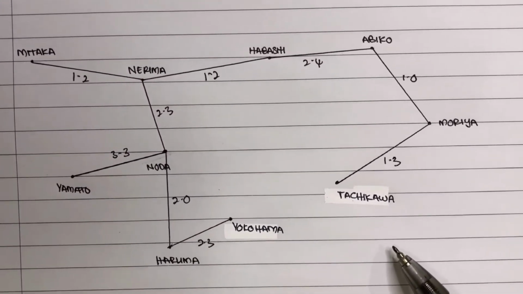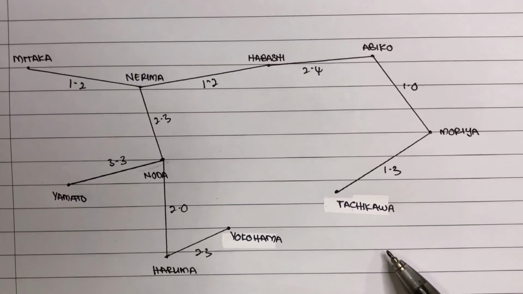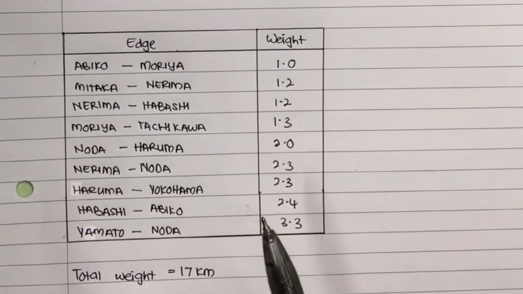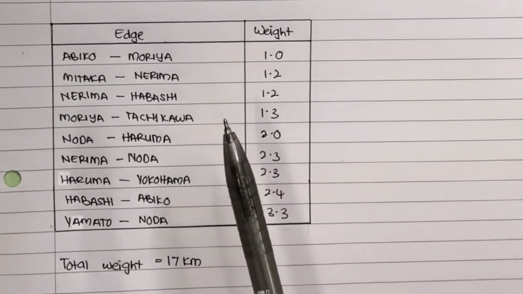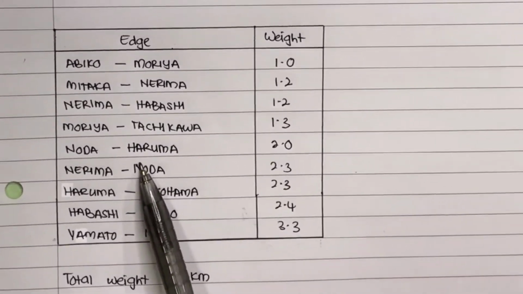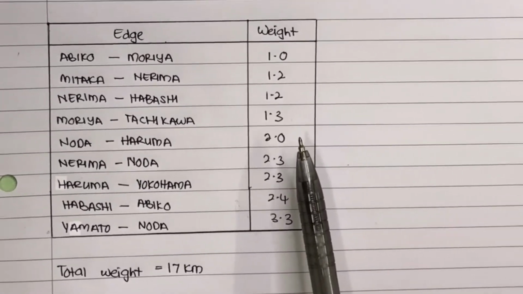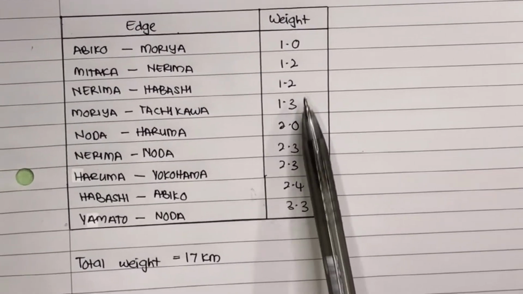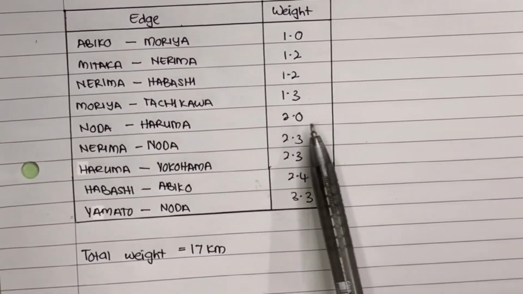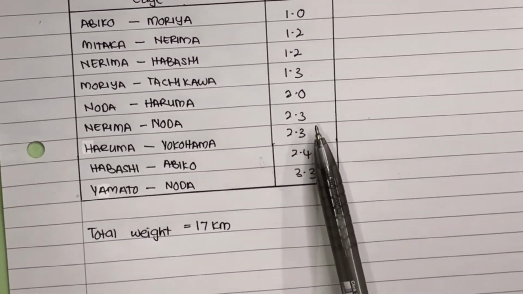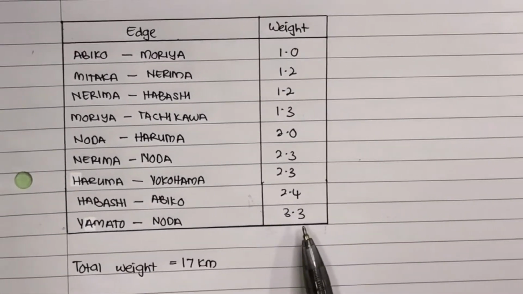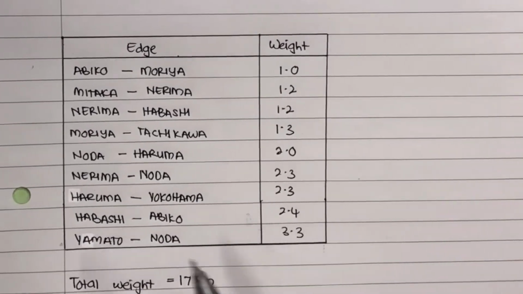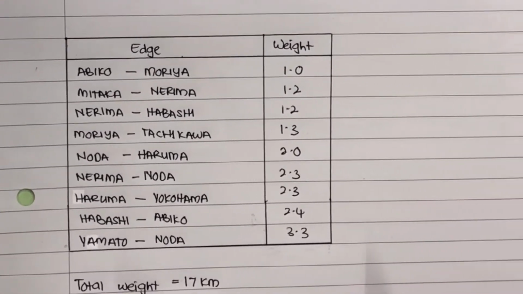After we connect all the vertices, we have to redraw all the connected edges like this. Now we make a table to calculate all the edge values. Enter all the names of the vertices and their values. Then we add all the values to get the weight. 1 plus 1.2 plus 1.2 plus 1.3 plus 2.0 plus 2.3 plus 2.3 plus 2.4 plus 3.3. So total weight is 17. So this is how to calculate minimum spanning tree using Kruskal algorithm.